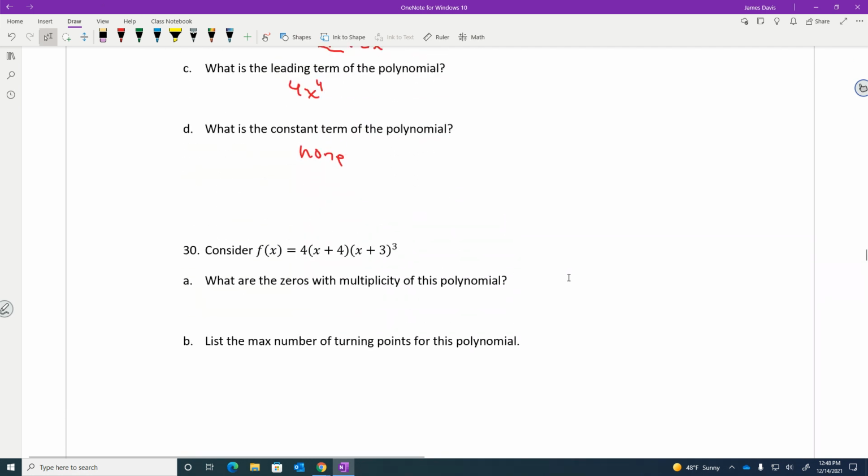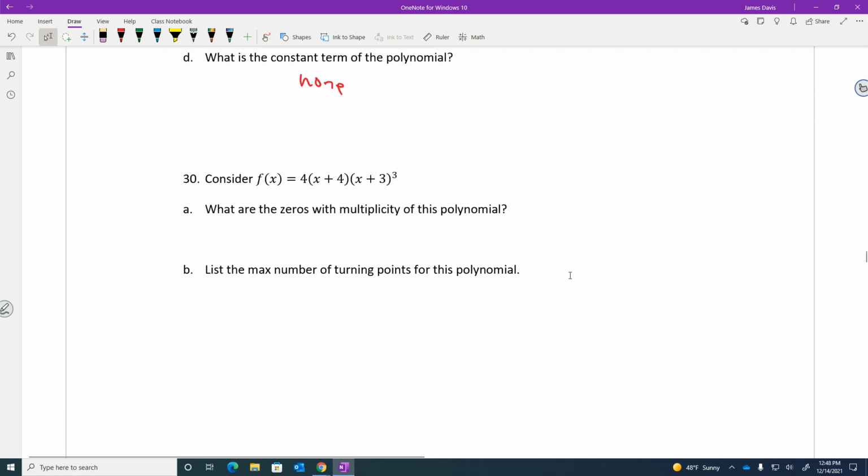All right, next we're going to talk about zeros and multiplicity. If you remember, multiplicity told you if it touched or crossed the axis. Anyhow, this is in factored form here, and we're supposed to find the zeros and then list their multiplicity. Since it's factored, you're just going to be setting each of the factors equal to 0. This one you can probably do without even setting equal to 0. Set x plus 4 equal to 0. Set x equals -4. That has a multiplicity of 1.